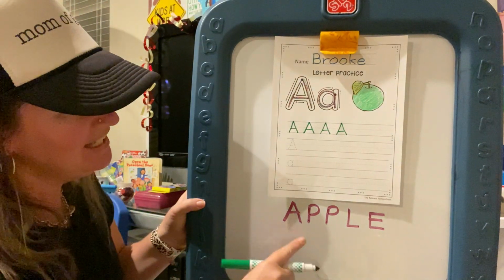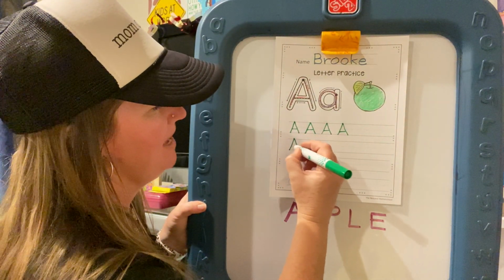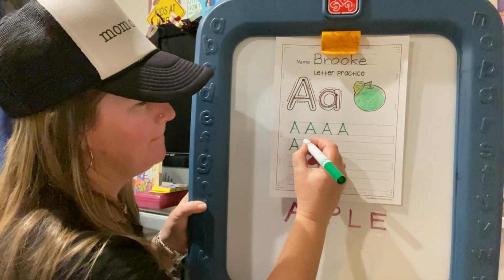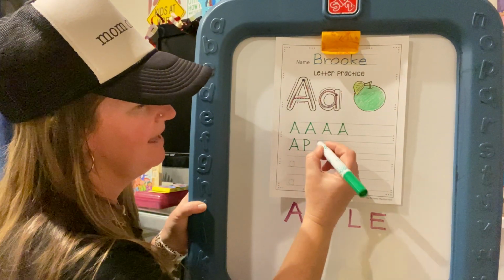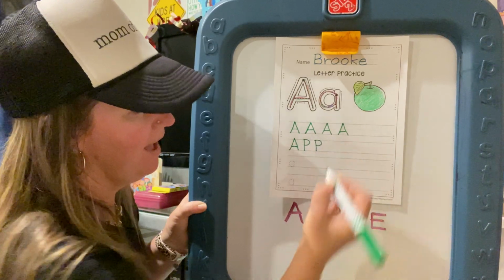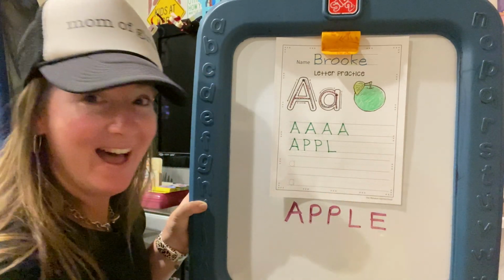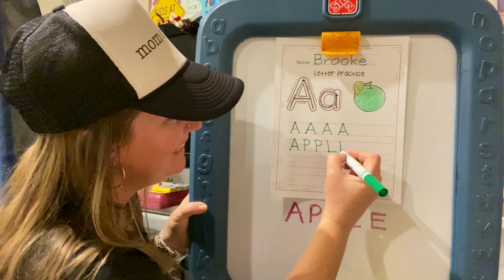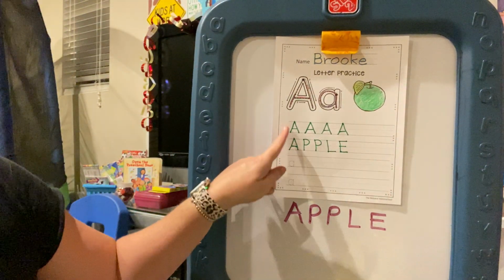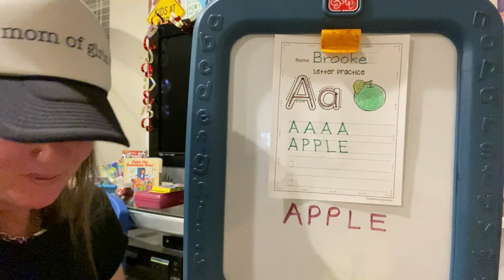So let's look at this and we're going to copy it up here. So I'm going to practice my capital A first. And then what comes after? P. And then another P. Then L. And then E. Good job. So we have practiced our capital A's, and then we practiced writing apple in all capital letters.